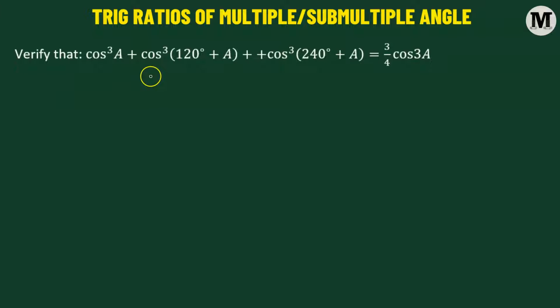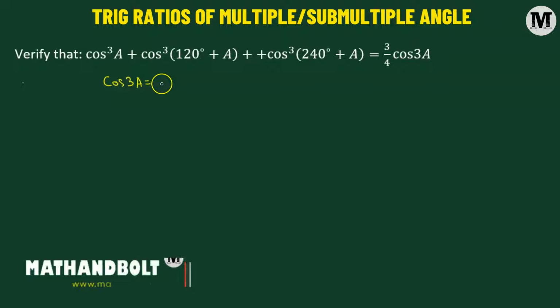We need to verify the following. Let us begin. Now what we'll do, we have a cosine cubed function, the cube of the cosine function, in each of the three terms. So let's begin by first stating the formula for cosine of 3a.